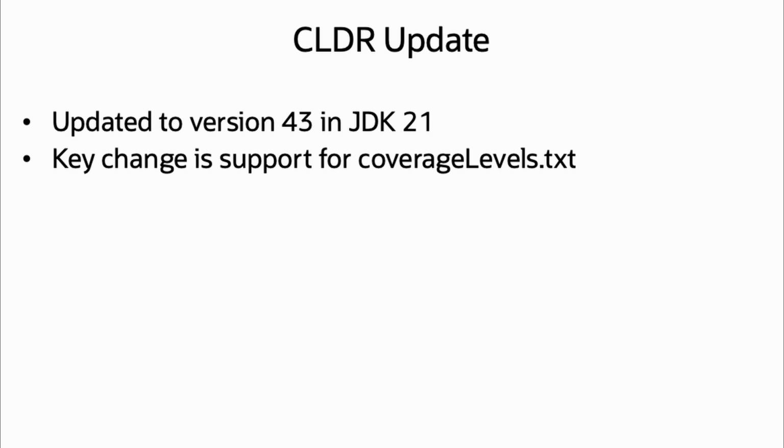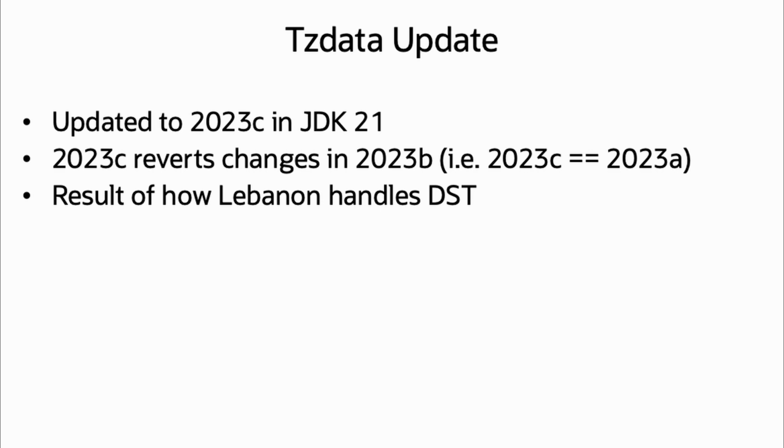Since JDK 9, Java has used CLDR as its default for locale data, and with JDK 21, this has been updated to version 43. The key change is support for coverage-levels.txt. Finally, TZ data has been updated to 2023c, which is effectively a reversion to 2023a because of changes to how Lebanon handles daylight saving time.